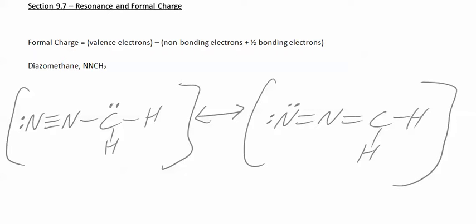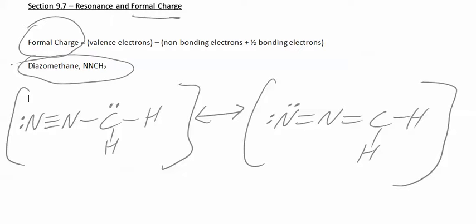Section 9.7 covers resonance and formal charge. In a previous video we looked at resonance. This time we're going to look at formal charge. There's an equation in your book for formal charge that we'll be using, and here I'm going to use one of the same molecules that we used a previous time, diazomethane, which has two resonance forms. So this will give us a lot of atoms for which to calculate the formal charge.